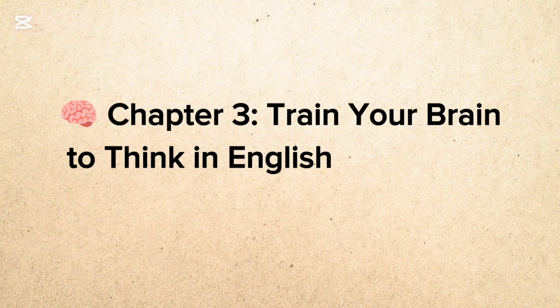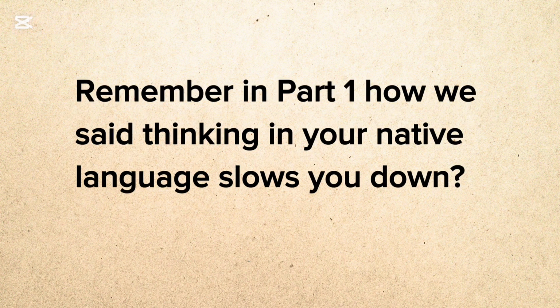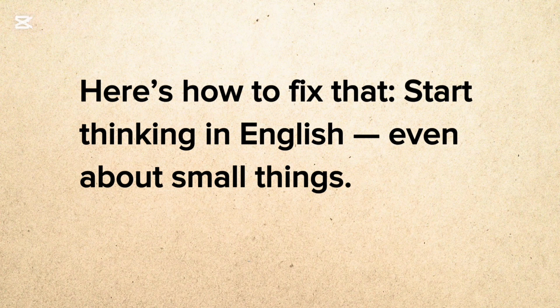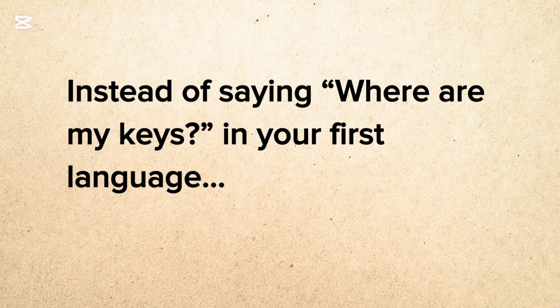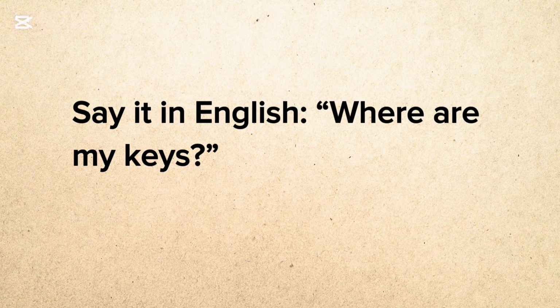Chapter 3. Train your brain to think in English. Remember in part 1 how we said thinking in your native language slows you down. Here's how to fix that. Start thinking in English even about small things. Instead of saying "Where are my keys?" in your first language, say it in English, "Where are my keys?"